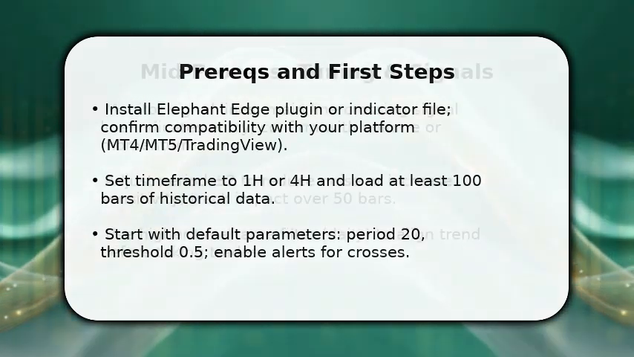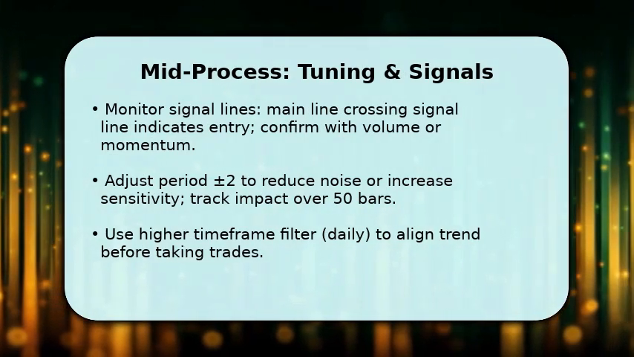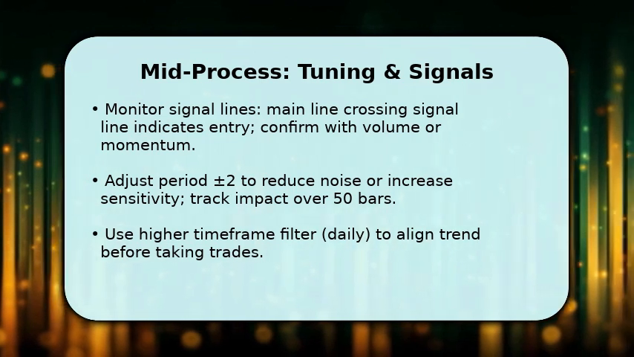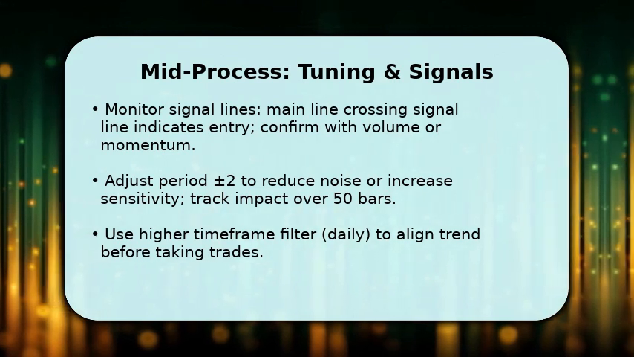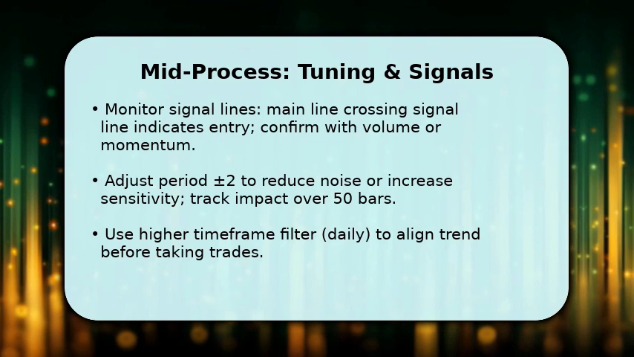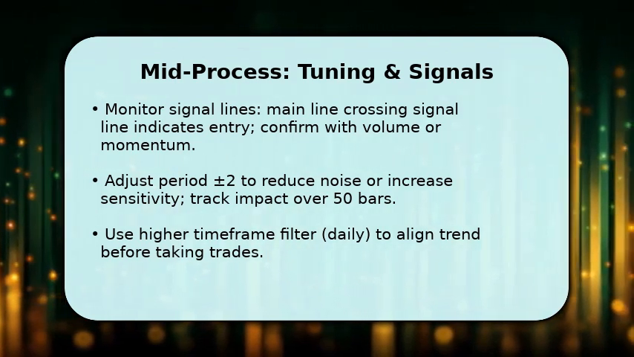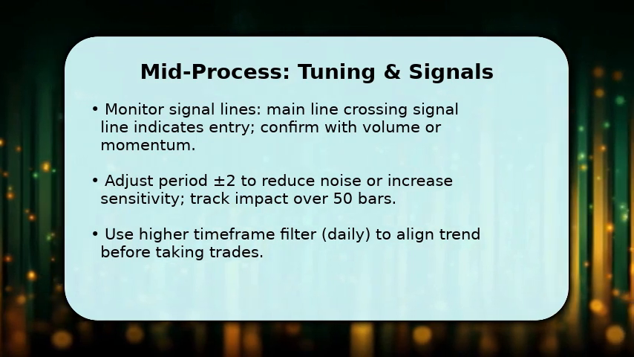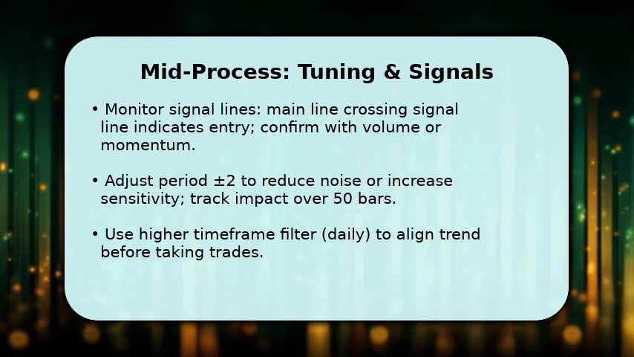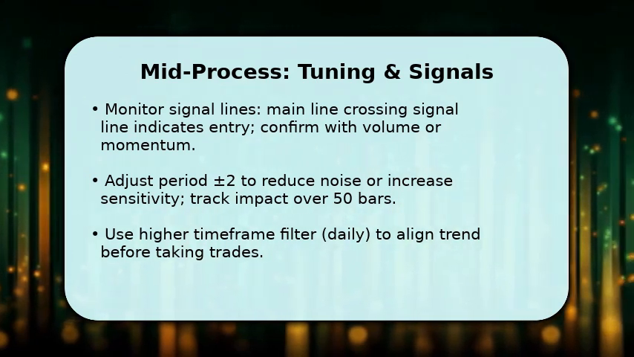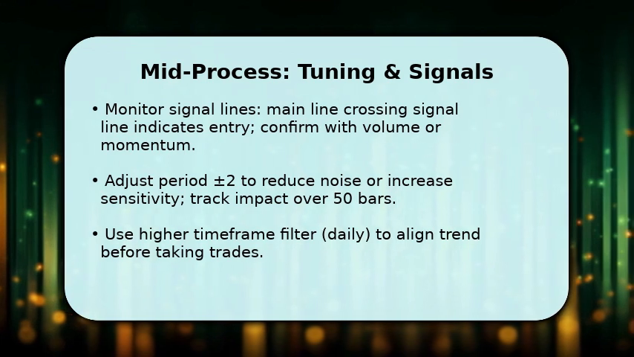Now tune and interpret Elephant Edge. Watch the main line crossing the signal line as your primary entry trigger, and confirm with volume or a momentum oscillator to reduce false entries. If the indicator is too choppy, increase the period by 2 to smooth it. If signals lag, decrease by 2 for sensitivity. Test changes over the next 50 bars to evaluate. Also apply a higher timeframe trend filter, such as the daily chart, so your short-term entries align with the larger trend and improve win rate.